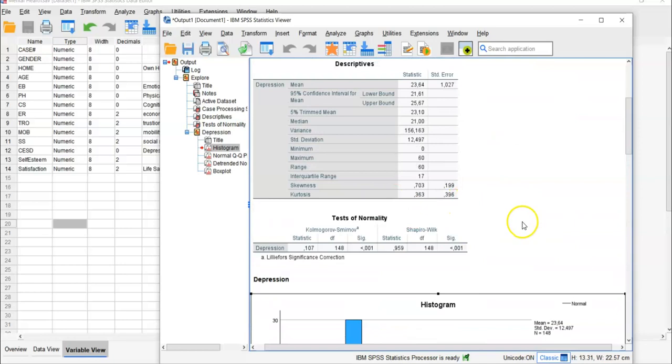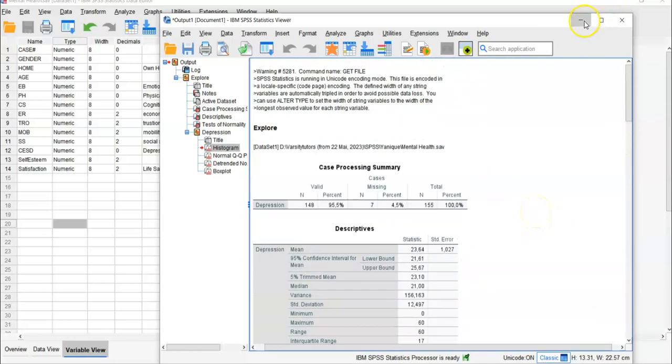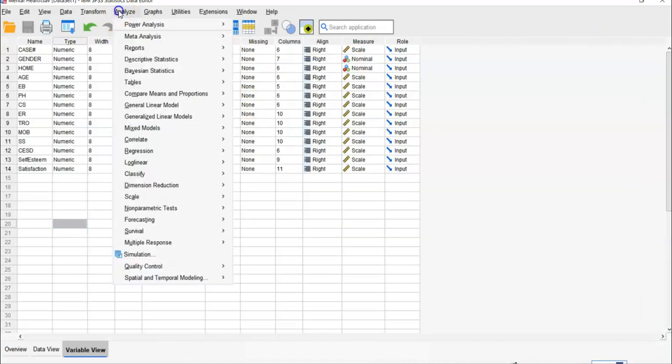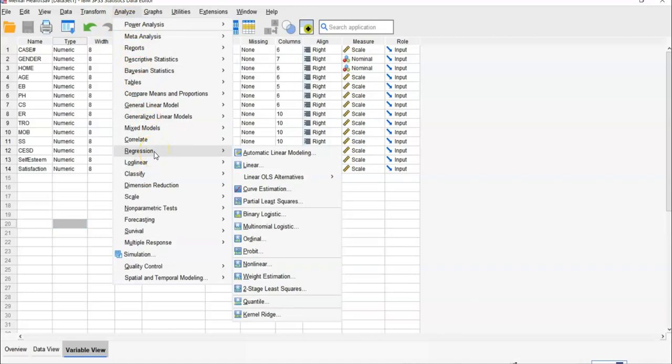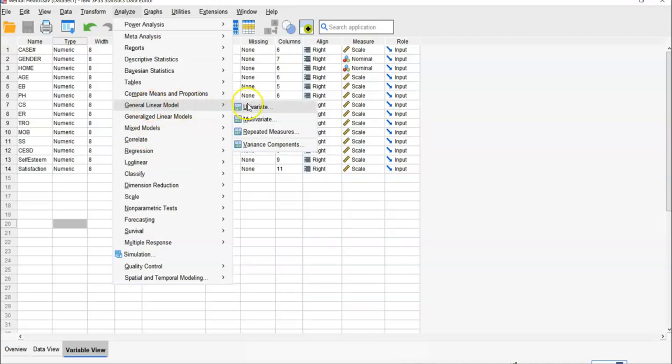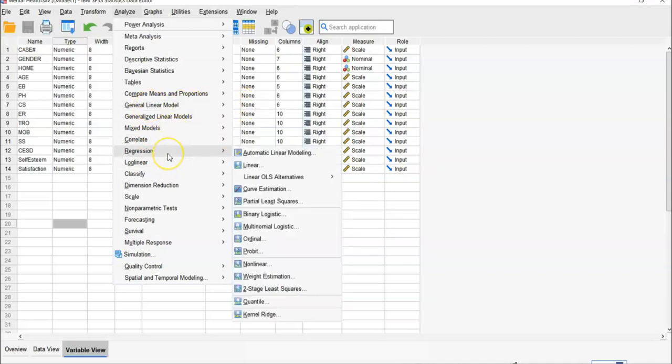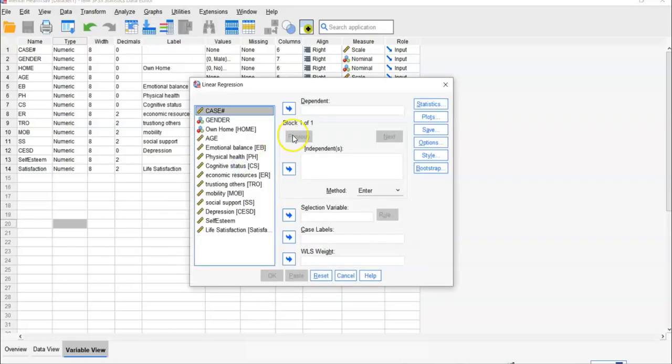So we can conduct the multiple regression with the criterion variable. When you go to Analyze, there are two options: regression, or the general linear model and univariate. As you wish, but today I will go for the regression. Regression, then Linear, and for the dependent variable you put depression. For the independent factors you can put, for instance, emotional balance, physical health, and economic resources. They are all continuous variables. For a regression test, we use only continuous variables, not gender or home, which are nominal or categorical variables we cannot use.